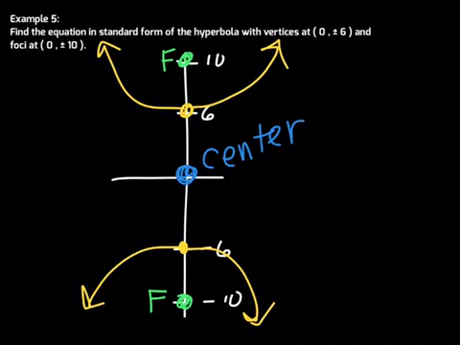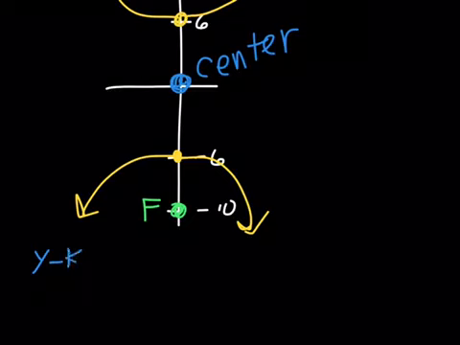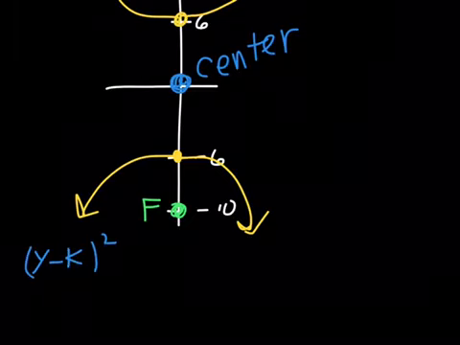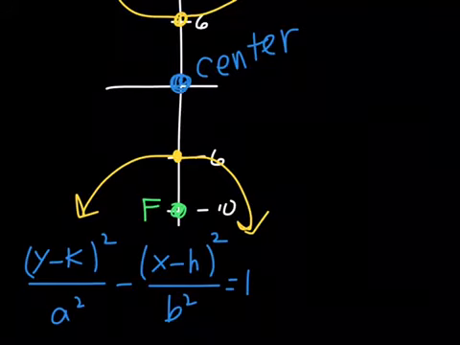Cool. So let me move this down a little bit, okay? Because this hyperbola is going to open up and down, we know the y term has to come first, right? So it's going to have to be of this form. Like this. In order to finish this off, we need to know what the center is. We do. It's 0, 0.